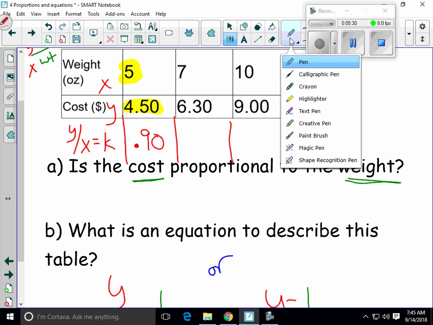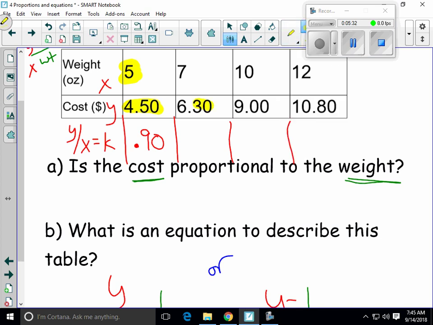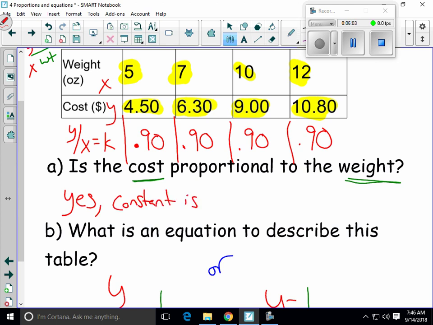Now I have to go down each column, do the y, so 6.30 divided by the x, 7. 9 divided by 10. And 10.80 divided by 12. You have to check every column to make sure they're the same. I'm checking them in my calculator. I'm getting 0.90, 0.90, and 0.90. So this table does represent a proportion. So yes, it's a proportion. I would say that the constant is 0.90.